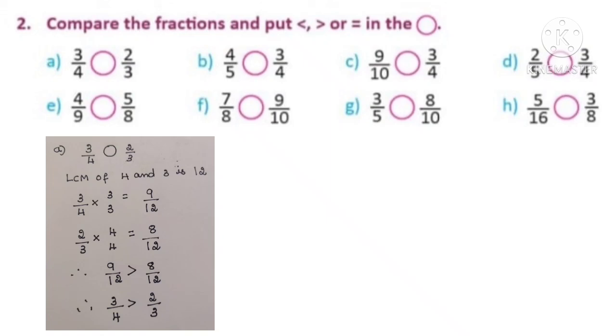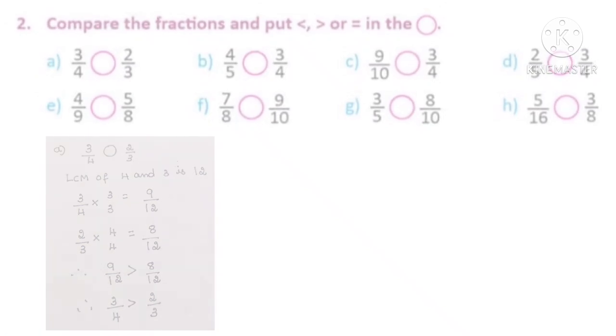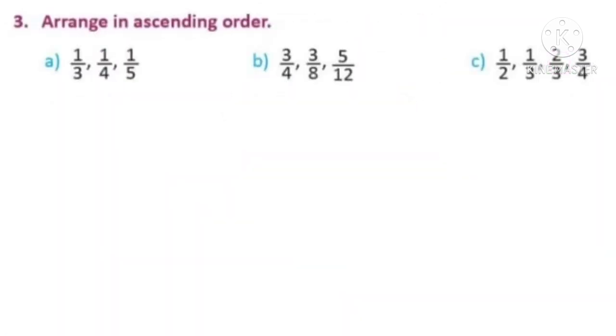Next fraction 2 by 3. Here also multiply denominator by 4, so that I will get denominator 12. Numerator 2 into 4 equal to 8. Now you compare the fraction. 9 by 12 is greater than 8 by 12. Therefore, 3 by 4 is greater than 2 by 3. Third sum, arrange in ascending order.